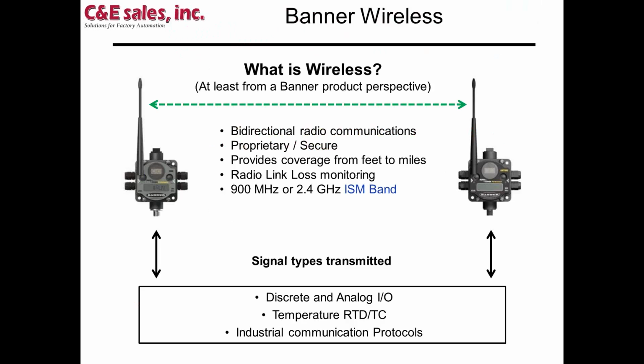So I guess a simple question, what is wireless? At least from a Banner Engineering perspective, it's bidirectional radio communications. It's a proprietary secure network, provides coverage from feet to miles, offers radio link loss monitoring in case of lost signal, and comes in 900 megahertz or 2.4 gigahertz frequency bands, which are considered ISM. So these are open market frequency bands that don't require any kind of licensing to use.